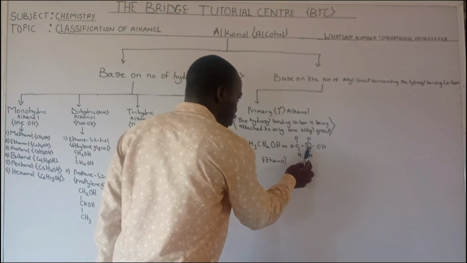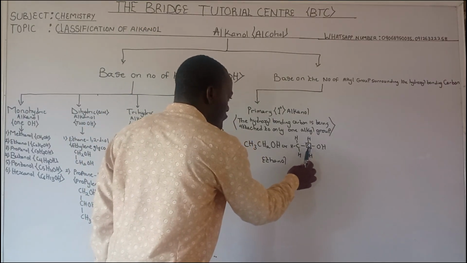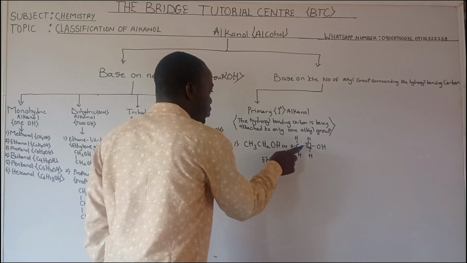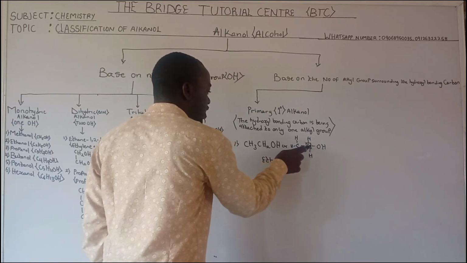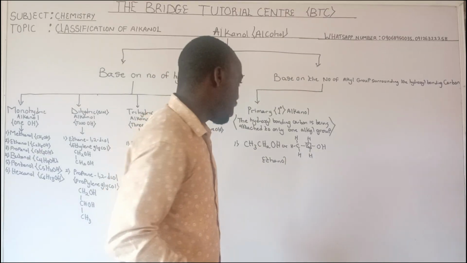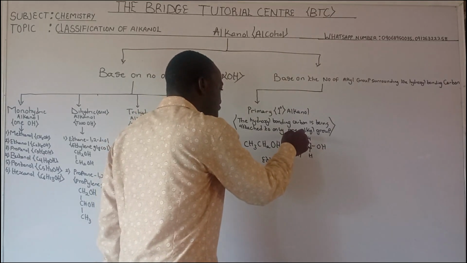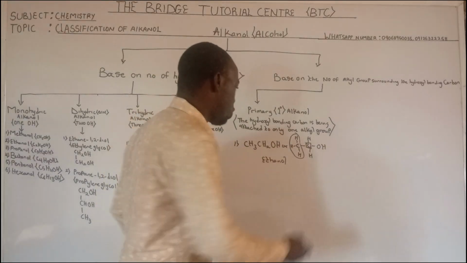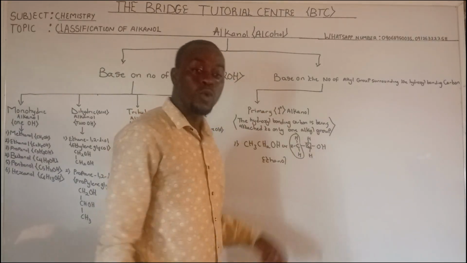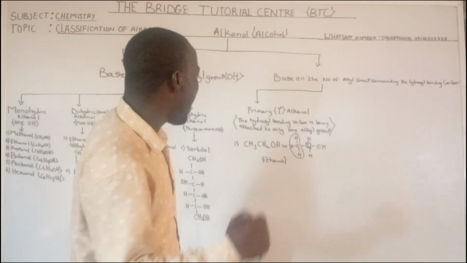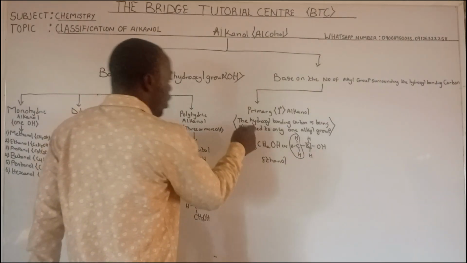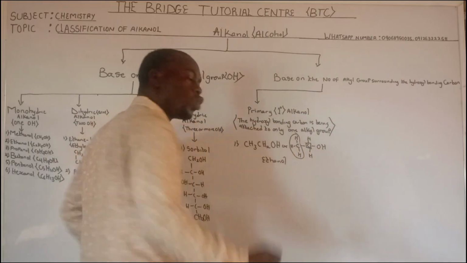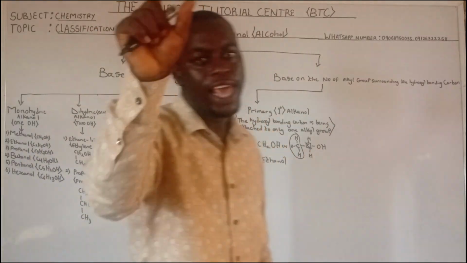Now let's take this carbon, the hydroxyl bonding carbon. How many carbons are attached to it? You can see we have only one. You can see this bond. It is only this carbon that is attached to the hydroxyl bonding carbon. Because we have only one alkyl group, which is CH3, being attached to this carbon, that is why we call it primary alkanol. So primary alkanols are alkanols in which the hydroxyl bonding carbon is attached to only one alkyl group.